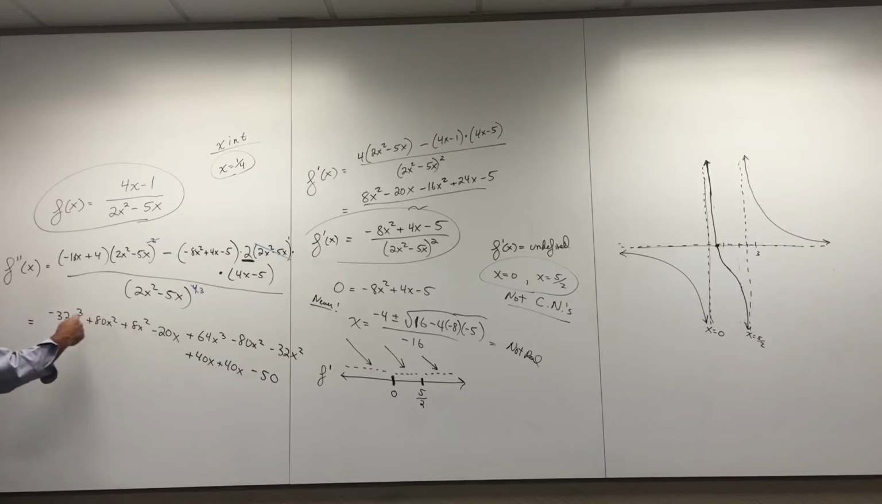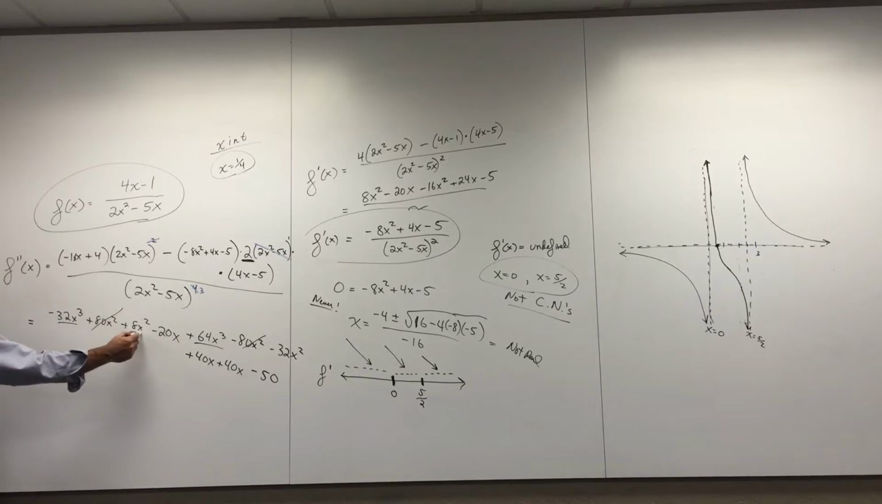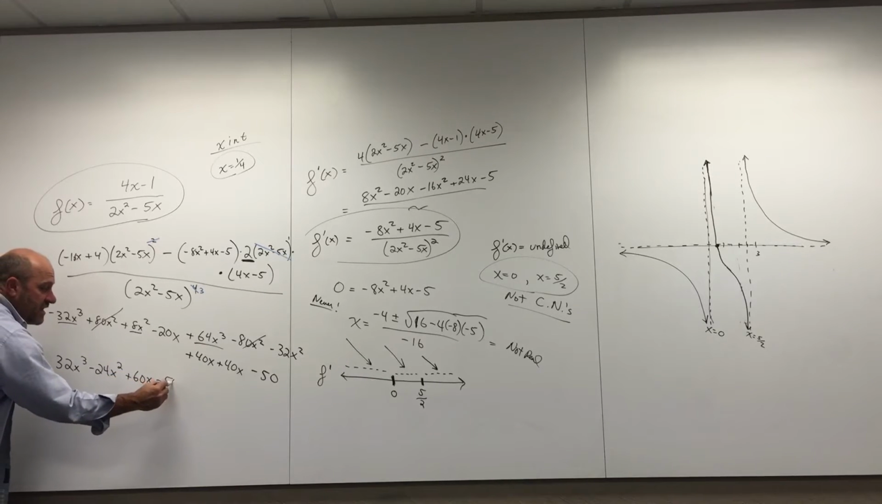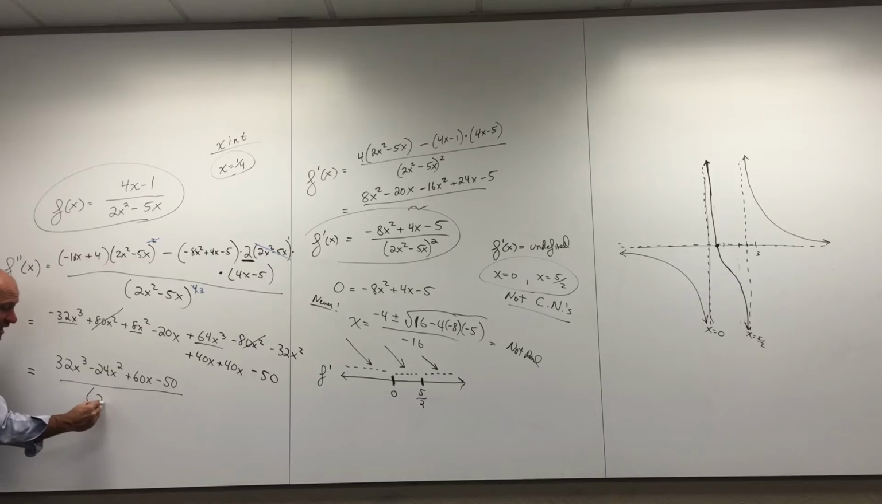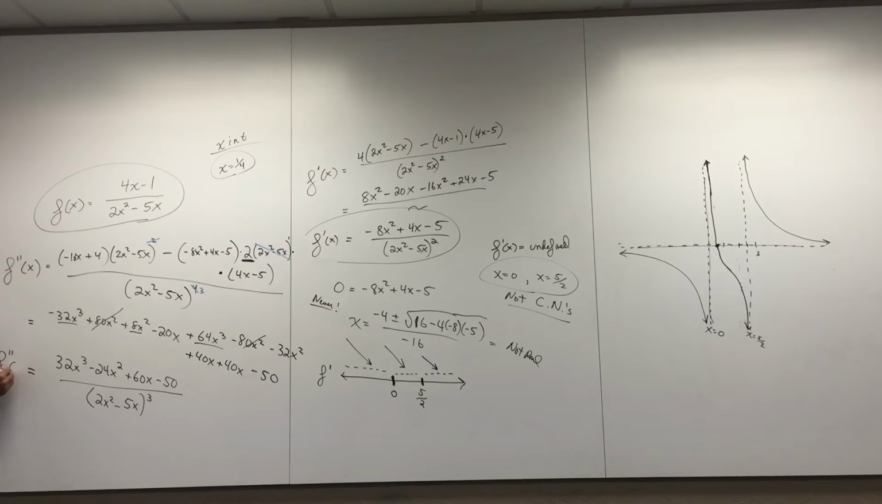Anyway, gather your like terms together. You see any? I see a 32x cubed, if I add these together. Any x squareds? These are gone. But I get a negative, oh no, and here's this guy. Negative 24x squared. Anything else? What about my x's? There's 80 minus 20, a positive 60x, and then what else? A negative 50? Wow, that's my numerator. Hey, what am I doing? What the heck? Are you lost? This is my second derivative, and it's done, and it's cleaned up, and I'm very proud of myself.